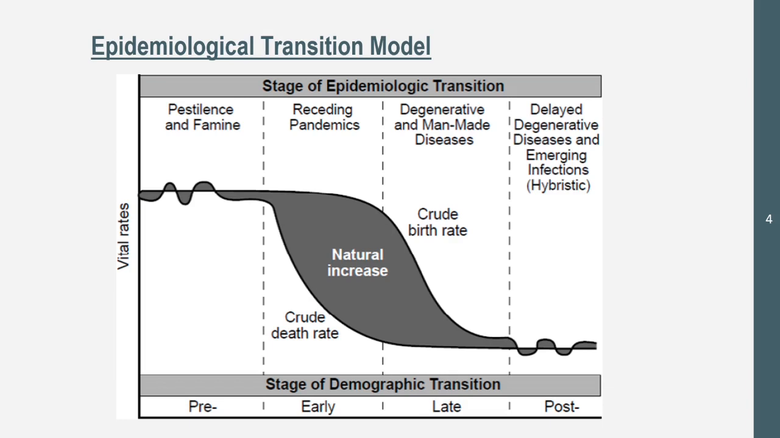Now we get into stage 4, which is delayed degenerative diseases and emerging infections. Some people will consider emerging infections to be stage 5, but for the sake of it, this is stage 4. This is going to cause the crude death rate and the crude birth rate to kind of be the same. We're going to see some diseases, maybe a different type of flu or cold come into existence, and we will not be able to have a treatment for it.